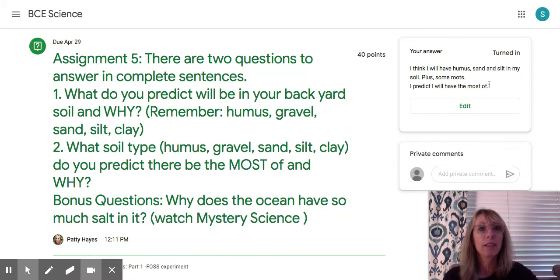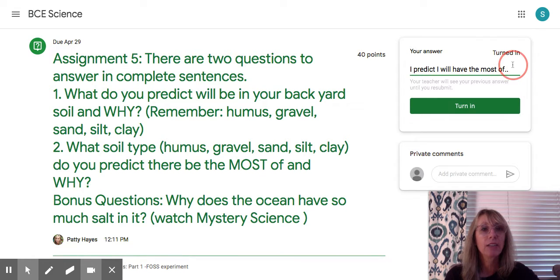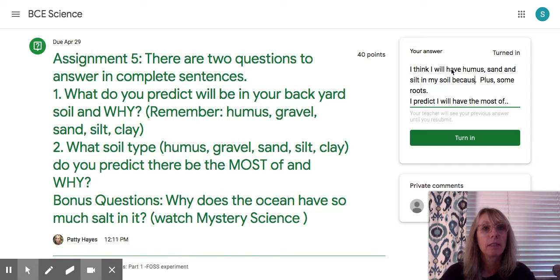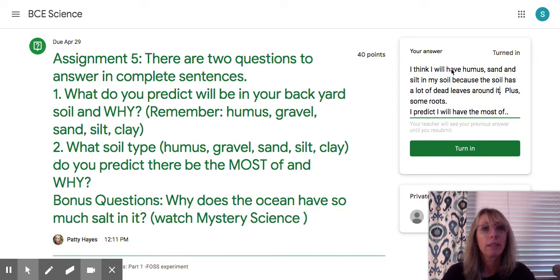And you can see I've already started this. Oh, but I see I didn't answer why, so I have to edit it. Okay, I predict I will have the most of, I think I'll have humus, and I have to put because the soil has a lot of dead leaves around it.